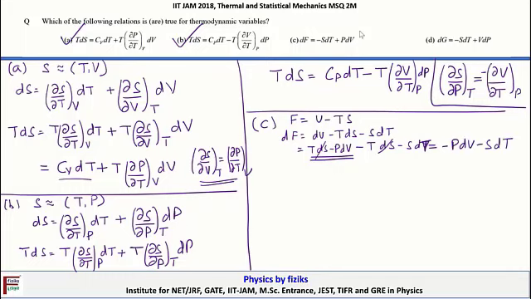Okay, is it correct? No, it's given in a wrong way. It's minus S dT minus PdV. There should be a negative sign, not a positive sign here, so therefore this is incorrect.